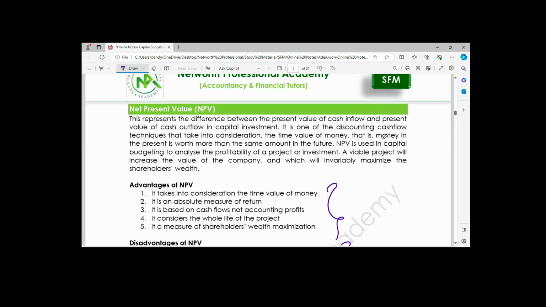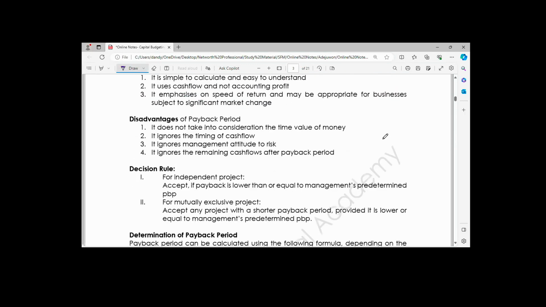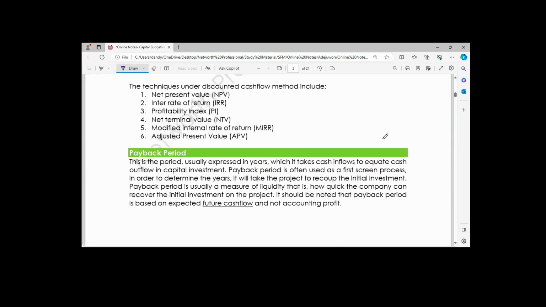Payback period is the period usually expressed in years in which it takes cash inflow to equate cash outflow in capital investment. The payback period is a measure of liquidity. That is, how soon can a company recover or recoup the amount invested in a project?